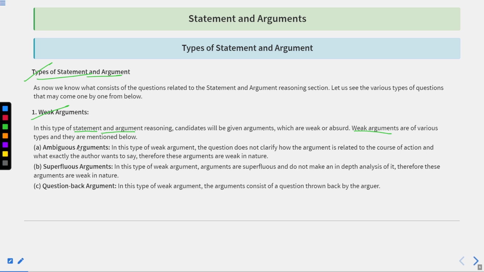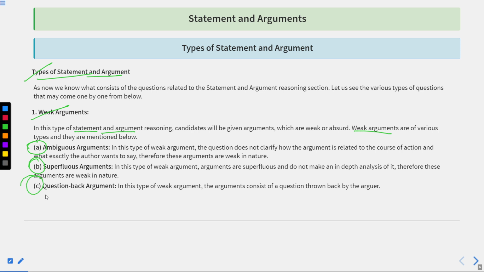That is why we need to figure out those arguments which are strong in nature, which actually complement the premise or the proposition that has been given. And that is why it is important to identify any ambiguous argument, superfluous argument, or question-begging argument in the question given, because these types of arguments have to be neglected.